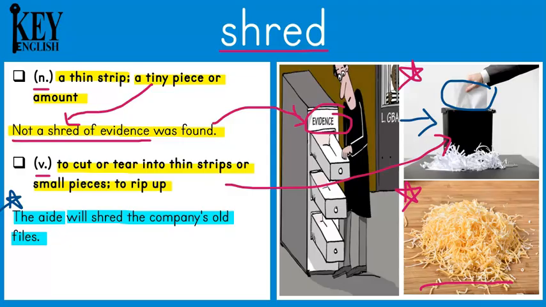And it's not just for paper things. We already talked about cheese as one of the foods that you can shred. Another example might be something like chicken. If you're making a salad, for example, you might shred the chicken into small pieces and then put it on your salad.